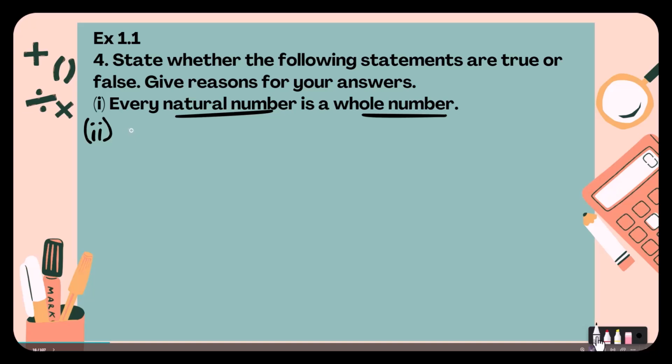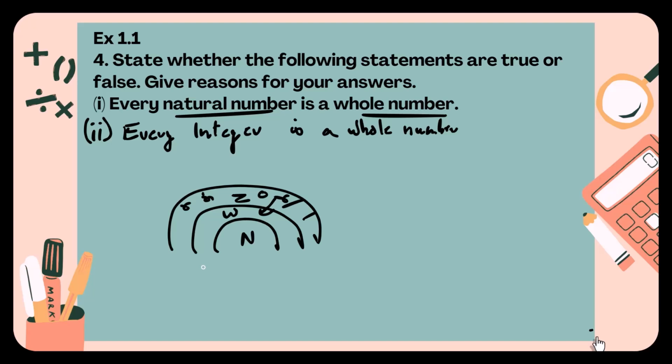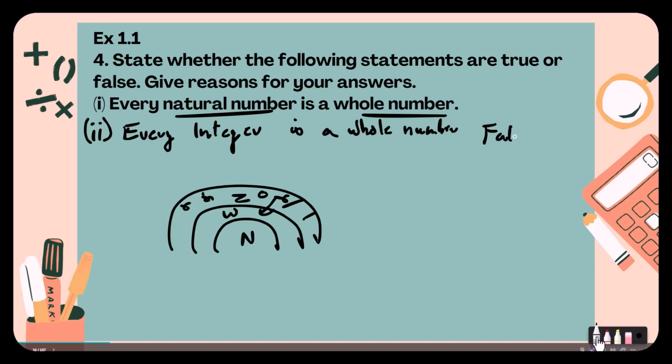The second question was: is every integer a whole number? Yes or no? No, right? Why? Because if you think about it, we have natural numbers, then we had whole numbers, then we had integers, right? So every integer, is it whole? No, there are some integers here that are not whole numbers. The negative numbers are not whole numbers. So every integer is not a whole number. So this is false. Okay, this was true.